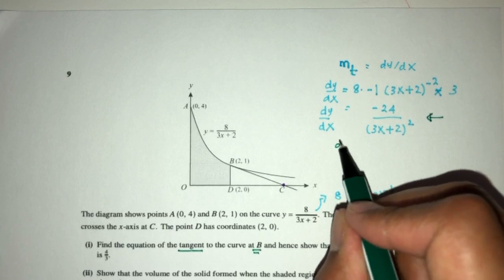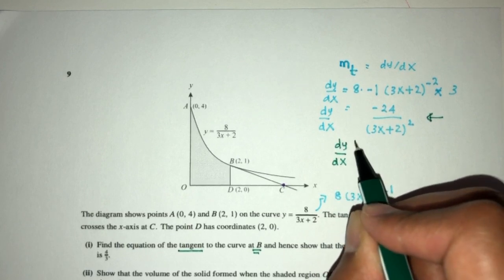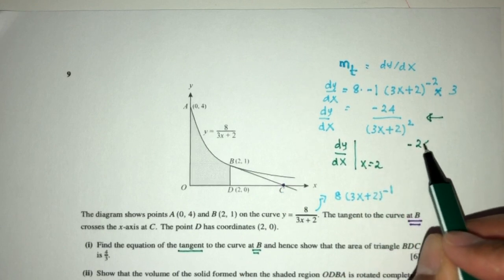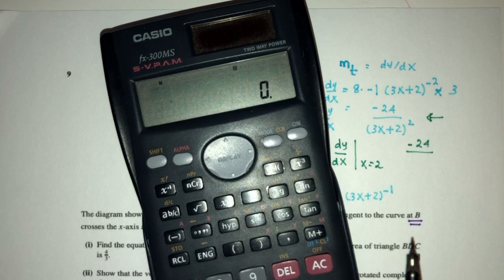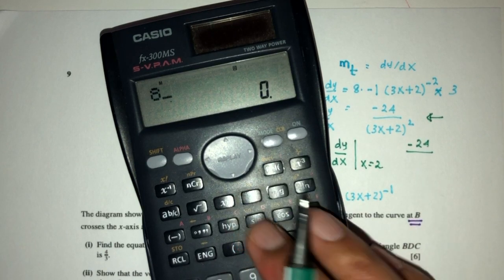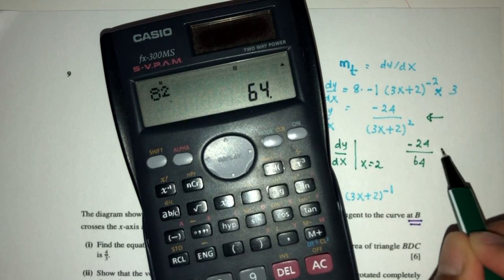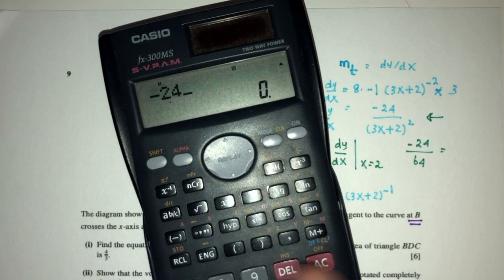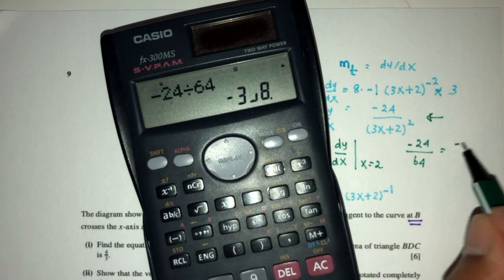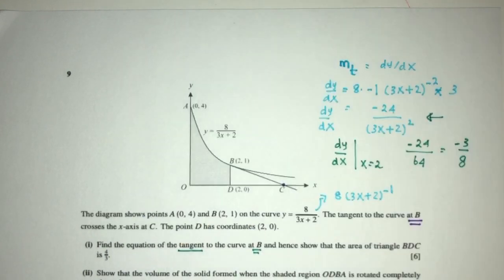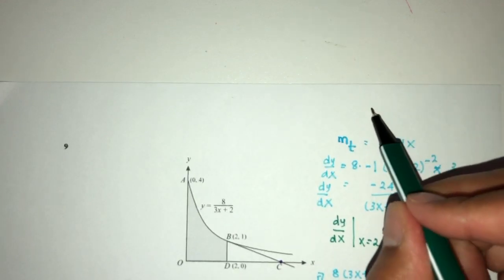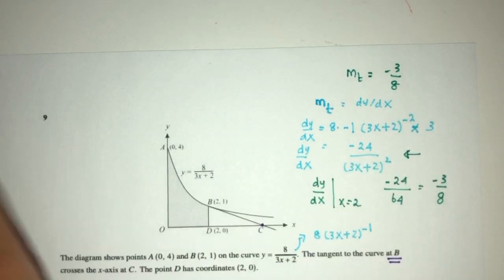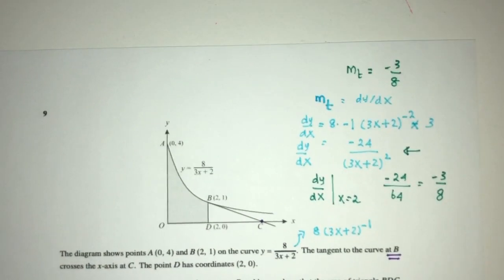Now, we have to find dy by dx at the point B. At the point B, we have the value of x equal to 2. That will be minus 24 over 3 times 2 is 6 plus 2 is 8. Square will be 64. Right, let's check. 3 times 2 is 6 plus 2 is 8. Square 64, so minus 24 divided by 64 should be minus 3 over 8. So we conclude that at the point B, the gradient of the tangent has to be the value of minus 3 over 8. Now since we have the gradient of the tangent, we have to find the equation of the tangent.